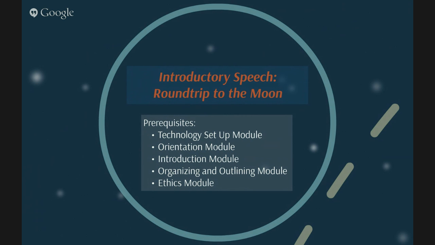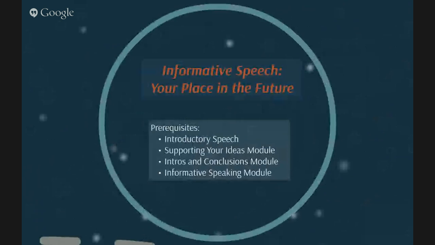So the first thing before you give that speech is you'll complete a technology setup module that makes sure that you can record videos and upload videos, and I and your classmates can view those. You'll then complete an orientation module that explains how we approach public speaking in this course. You'll then have 3 reading modules, your first reading modules, the introduction module, the organizing and outlining module, and the ethics module. Once you've completed those, you are ready to begin your informative speech.